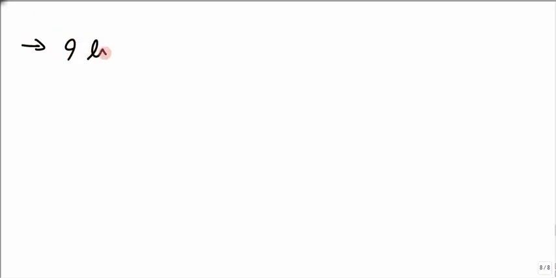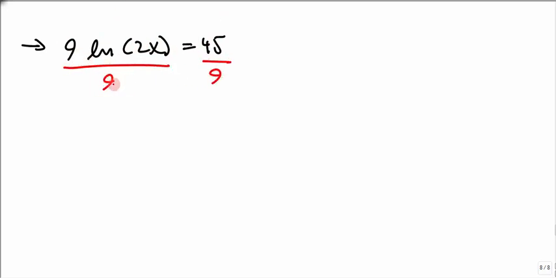9 ln of 2x equals 45. Same directions as before. I need to isolate. Last time it was the exponent. I think this time we'll just isolate the log, and then I can start working the problem. So I have the ln of 2x, 45 divided by 9 is 5.